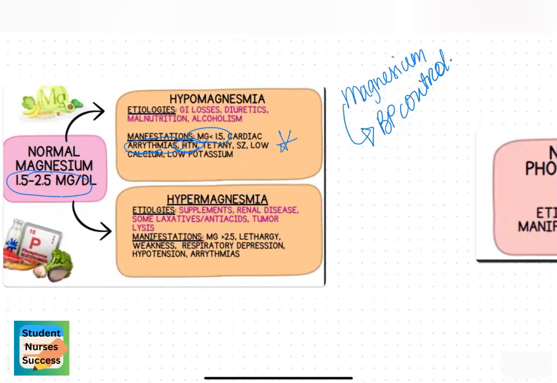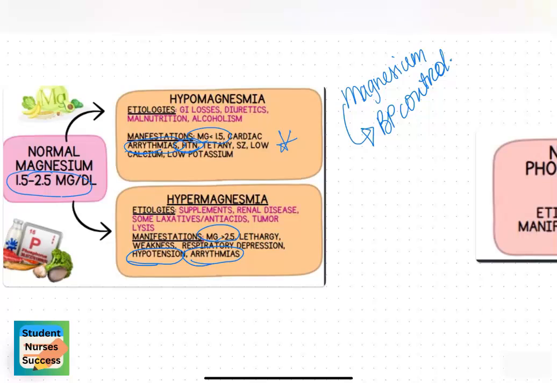Manifestations include magnesium levels of greater than 2.5, lethargy, weakness, respiratory depression, low blood pressure, and here we go, arrhythmias again. And we've got this low blood pressure. Again, we know that high magnesium seems to correlate with increased calcium levels as well. So you start to see those same manifestations. We also see some of the manifestations related to increased potassium levels.